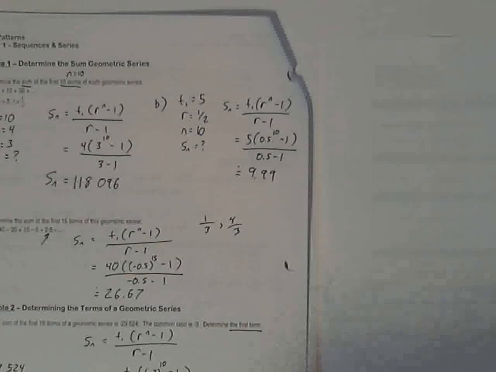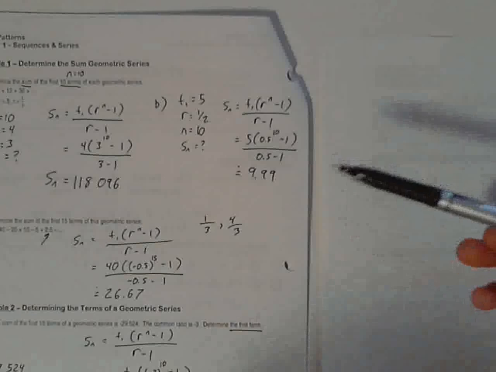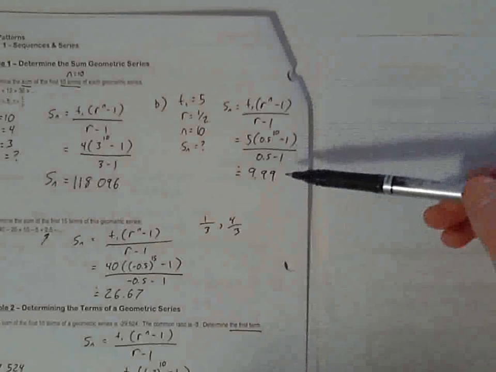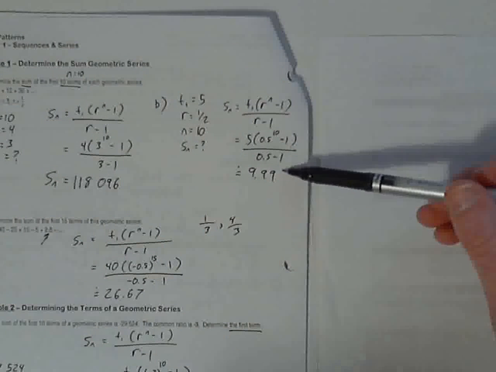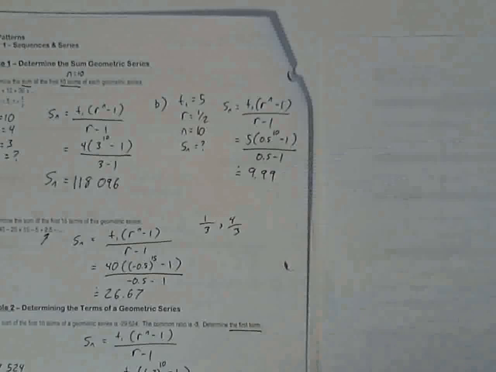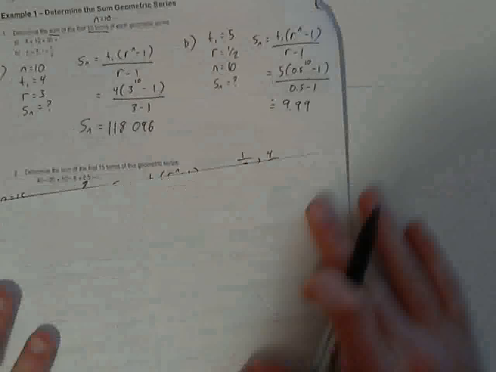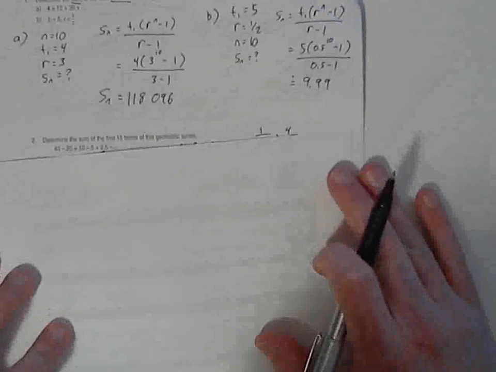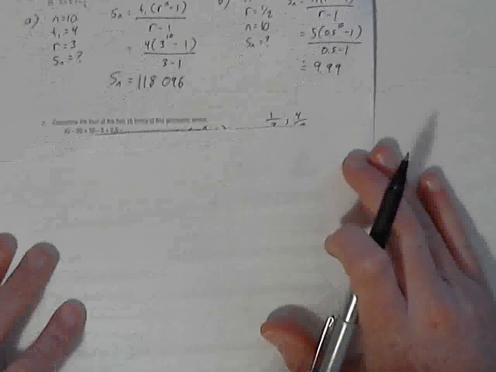Okay, question 2. This one should be one that you try on your own first, because it's pretty much the exact same as question 1, just some different numbers here. So determine the sum of the first 15 terms of this geometric series, 40, negative 20, plus 10. So we're flipping signs all the time, so you know what our r value has to be negative then. And then you can find out what it is. So if you haven't yet, pause this video now, try and solve this question.